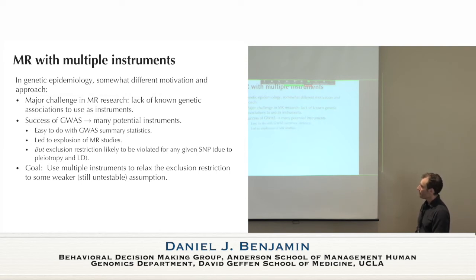But the exclusion restriction is pretty likely to be violated for any particular SNP that you find in a GWAS. So the goal in the Mendelian randomization literature has been to use multiple instruments to try to relax the exclusion restriction to some weaker assumption that you think might be more likely to hold. It's still going to be untestable, but at least it's weaker.